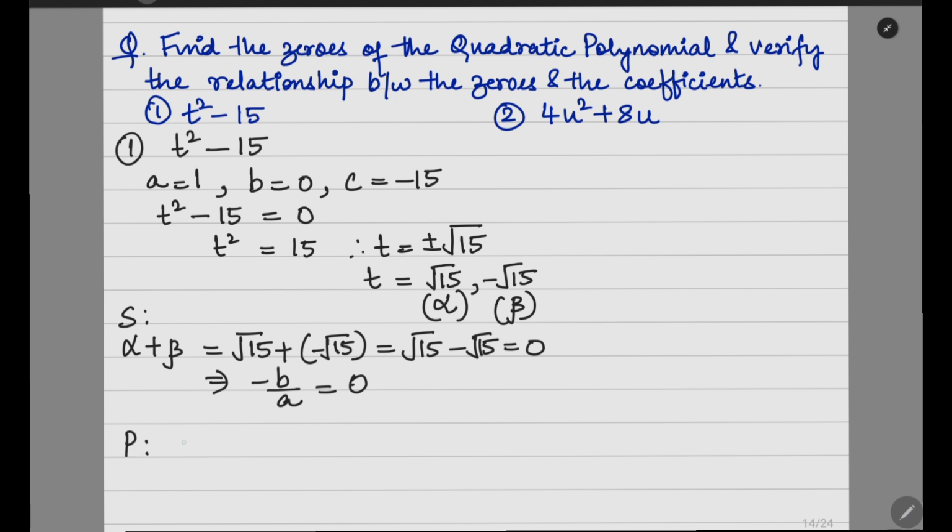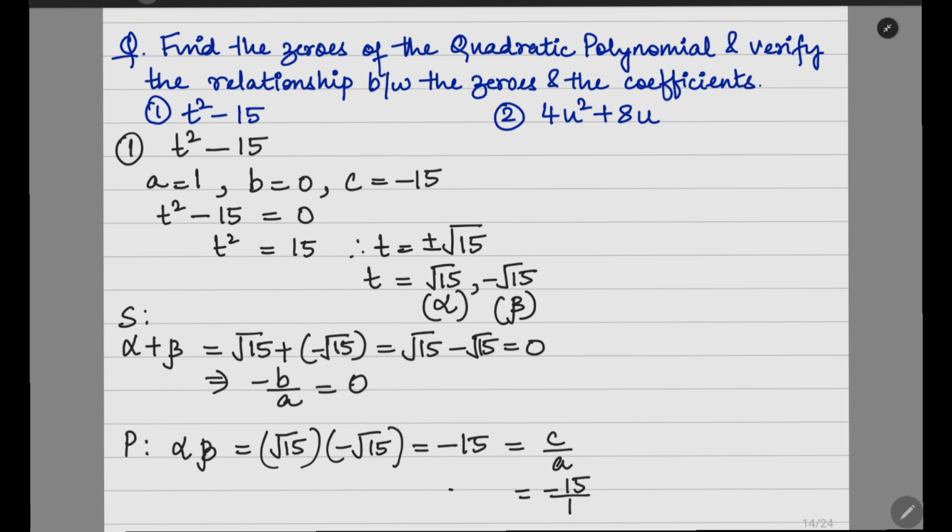Let's calculate the product. What is alpha into beta? Root 15 multiplied by minus root 15. This is equal to minus 15. And this is very much equal to c by a. What is c by a? C by a is nothing but minus 15 by 1, which is equal to minus 15. Therefore alpha beta is equal to c by a. And in the first one, therefore alpha plus beta is equal to minus b by a.